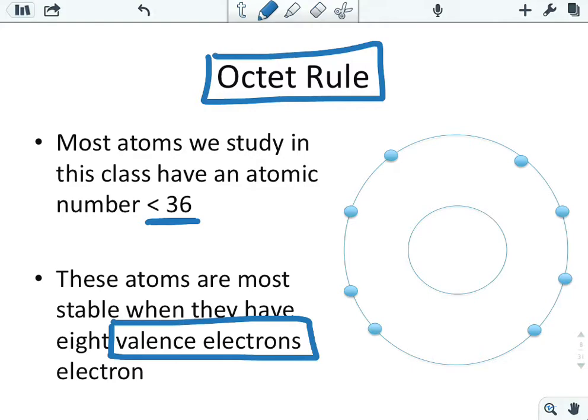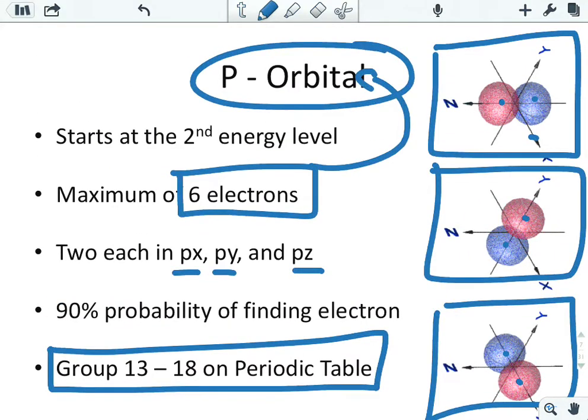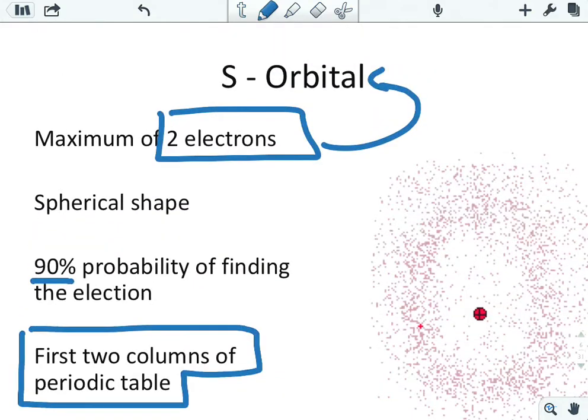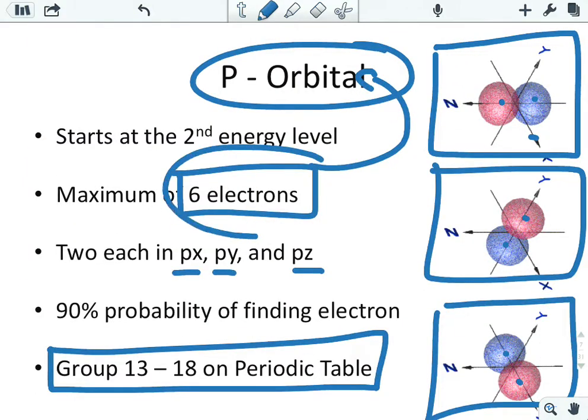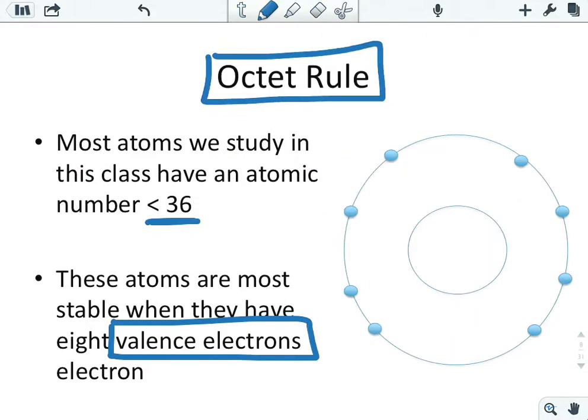It's really important. So the octet rule happens when they have an octet, when their p orbital and their s orbital are full. So you have 2 electrons in the s, you have 6 electrons in the p. That gives you a total of 8. When your s and p blocks, those orbitals, are full, you have an octet, and that's what everything's trying to get.